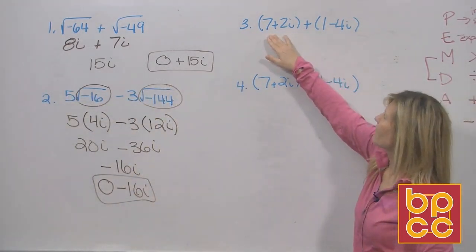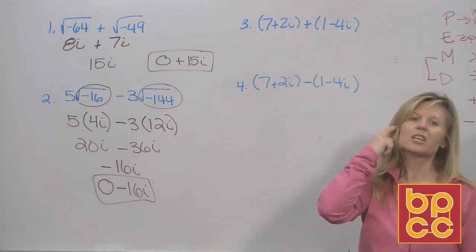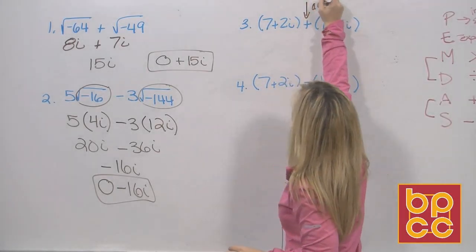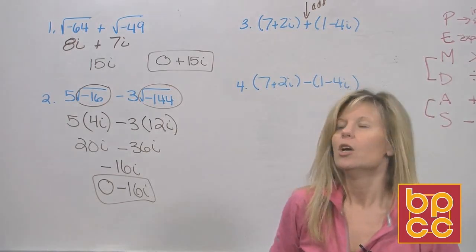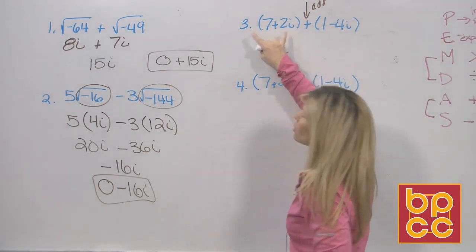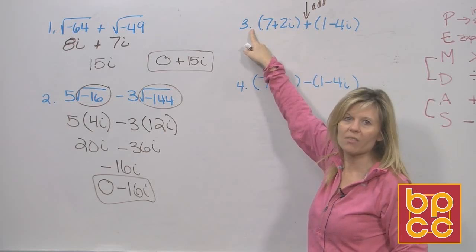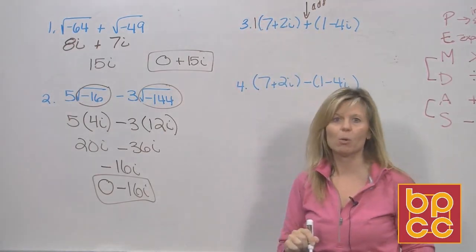This one says 7 plus 2i plus 1 minus 4i. So obviously you heard me say the operation addition. But you can't add with terms and symbols. So we know parentheses means to multiply. Well, to multiply, we got to look on the outside. What's on the outside of this parentheses? That's correct. There's an invisible 1.